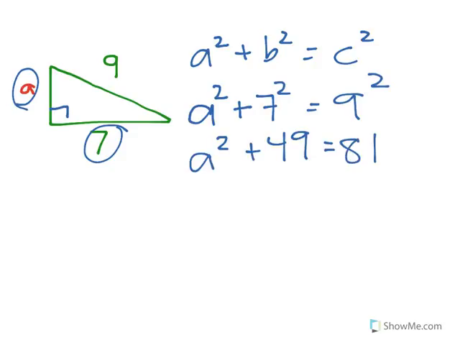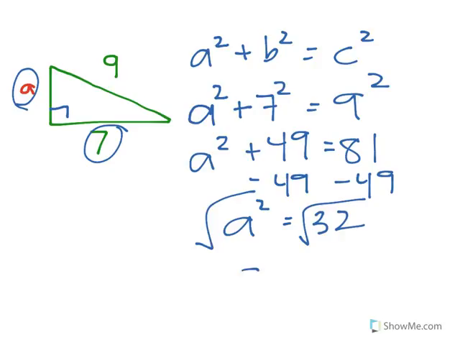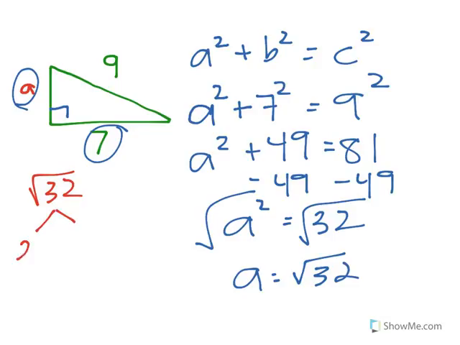Equals 81. So then subtract the 49 on both sides. So a squared equals 32, and then you want to square root both of them. So a equals the square root of 32, but if you want to simplify that down, we can do the square root of 32 and divide by 2 and 16, and then 16 is 4 and 4. So these come out of the square root, so it ends up being 4 square root 2.